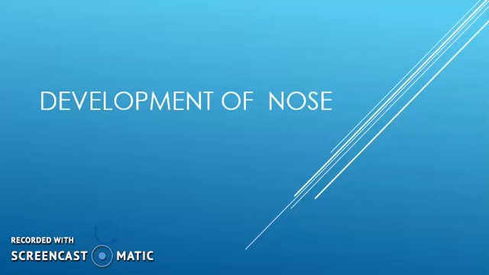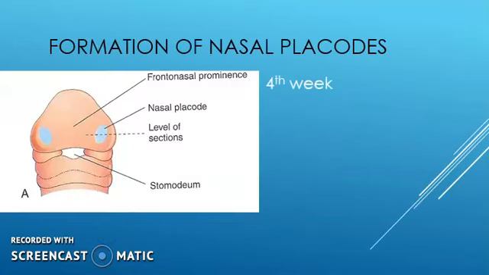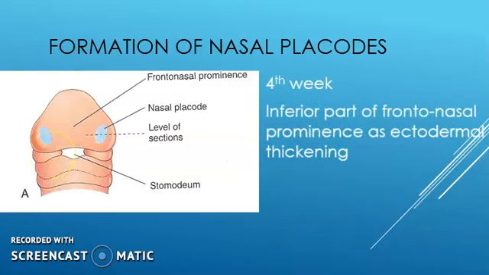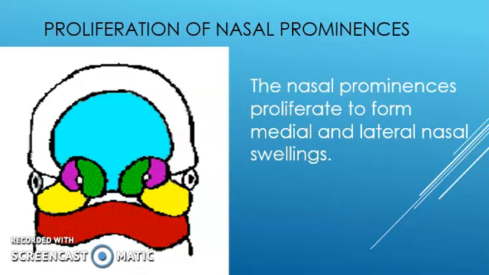Development of the nose starts in the fourth week of development, where a thickening in the ectoderm appears in the inferior part of the frontonasal prominence, and these thickenings are called nasal placodes. Around these nasal placodes, there is proliferation of the mesenchyme, and that is called the medial and lateral nasal swellings.